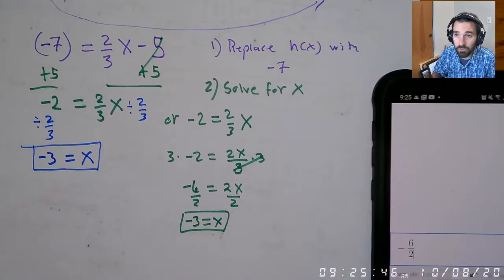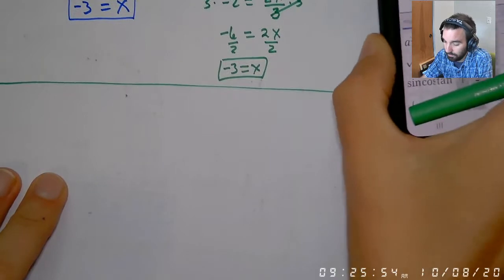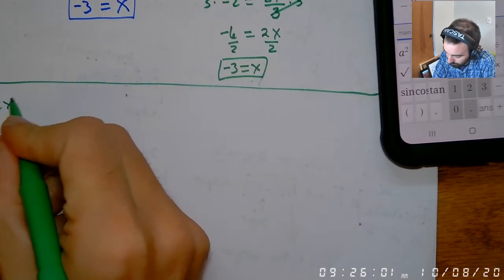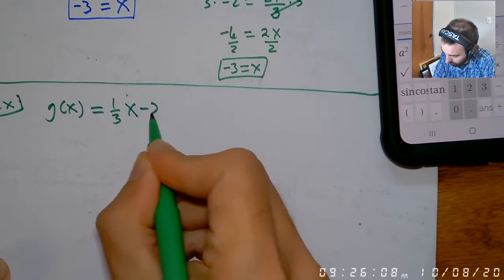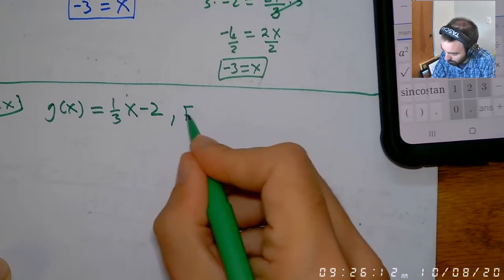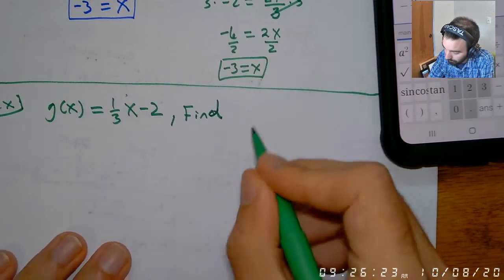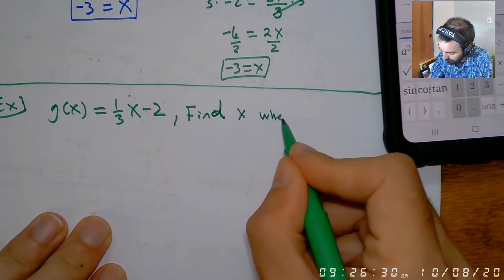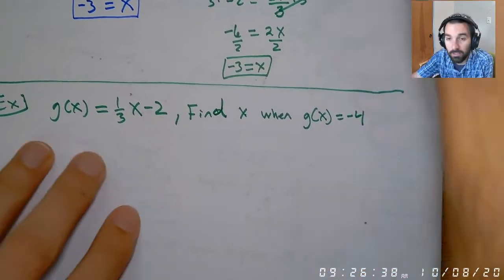Okay, so that was our first example. Let's do another example, and then I'm going to have you guys try one out. Okay? Here, let's do this one. So let's do g of x equals 1/3 x minus 2. This is our next example, 1/3 x minus 2. We're going to find x when g of x equals -4. So we're going to go a bit faster this time, okay?